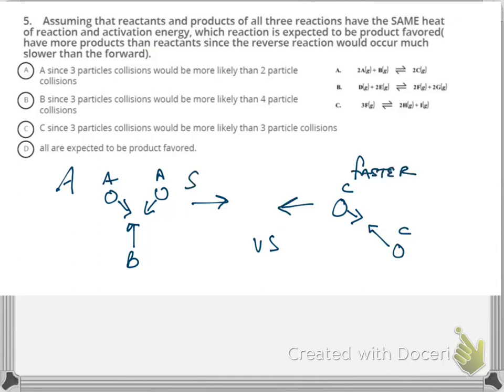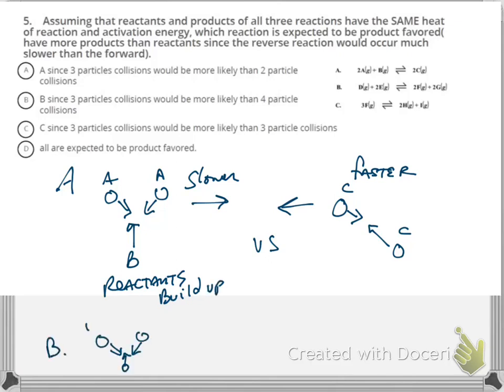We would expect the 2 C's that collide to find each other to be statistically more probable in the reverse direction. So we expect the forward to be slower, the reverse to be faster, and so the net result is going to be a buildup of reactants, because reactants are very, very slow to react. When they do, they make a product that reacts very quickly, much quicker than the production of it, and eventually makes a buildup of reactants.